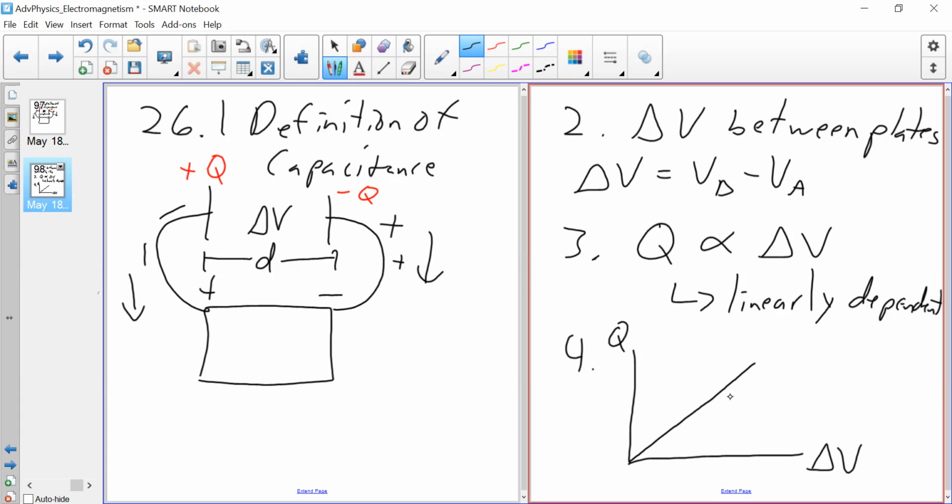Now there is the slope of this, the relationship between these two quantities is the capacitance, okay? So if we take a slope between any of these two points, no matter what the points are, the slope's going to be the same. That relationship is capacitance, C.